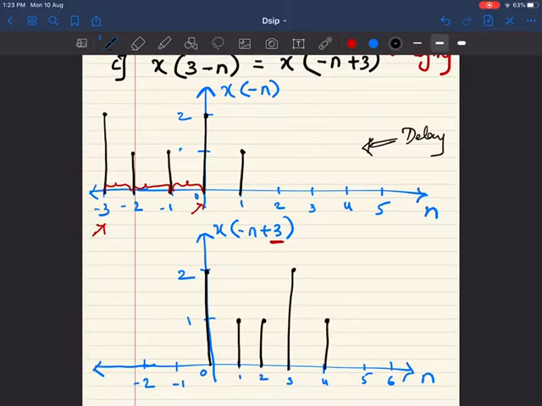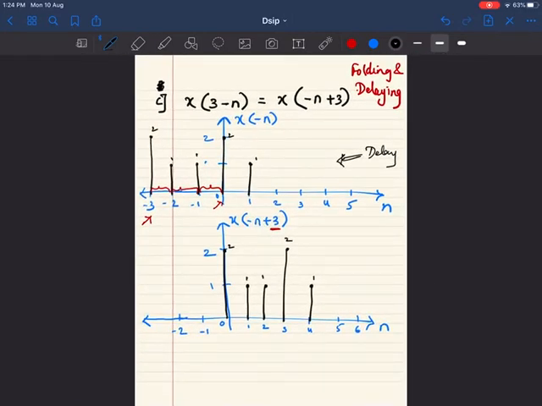Just writing the values over here. So this is how my modified signal is going to look. This is my third sub question solution. Alright, now let's move on to the fourth sub question solution, which is D, that is x of n into u of n minus 1.